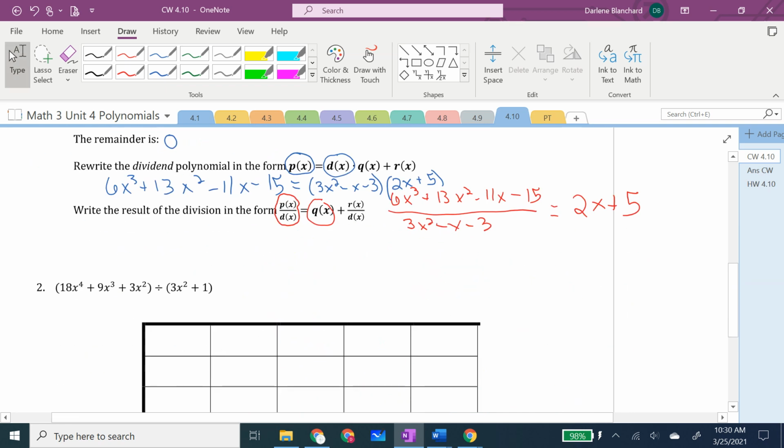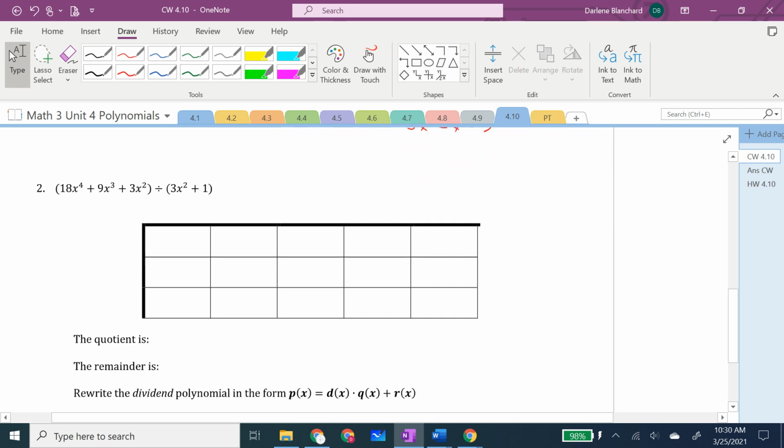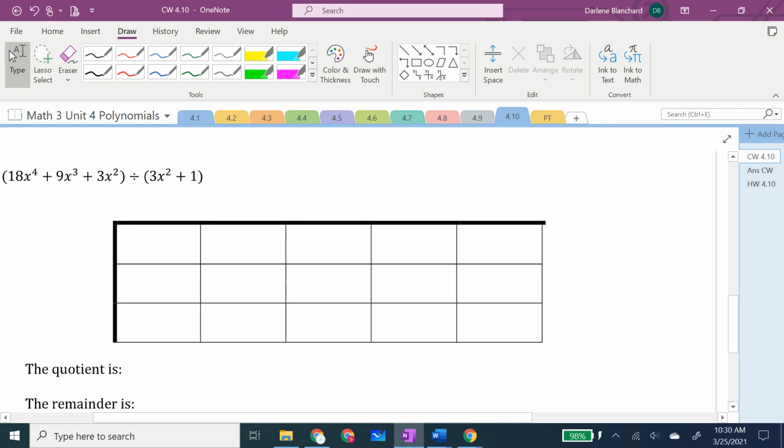All right. You are now ready to start example 2. Yay! Isn't that what you're saying? Are you saying yay? I wanted another polynomial to divide. Oh my goodness, can't get enough of it.